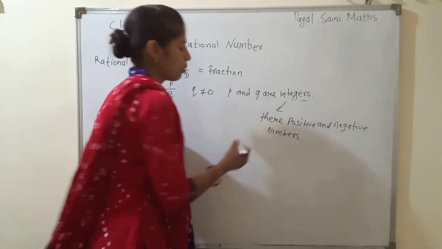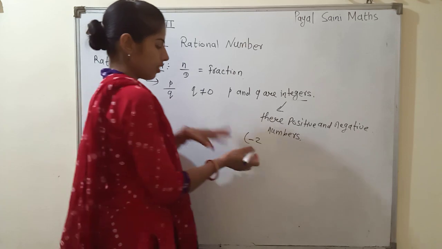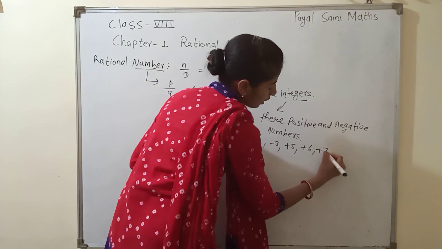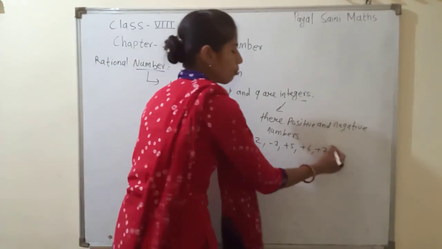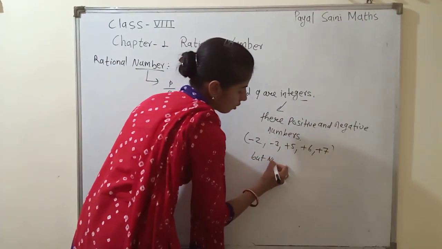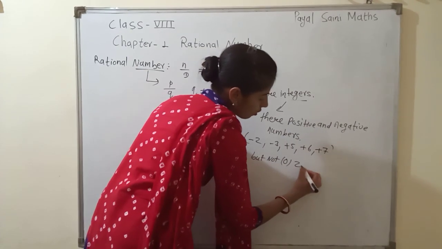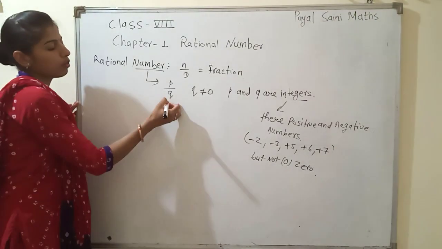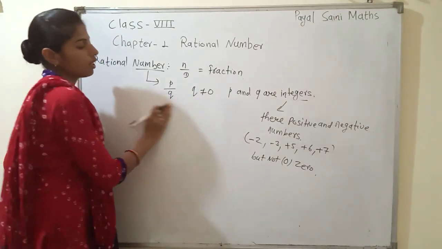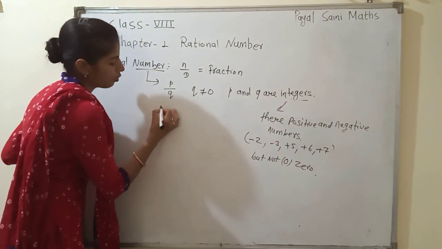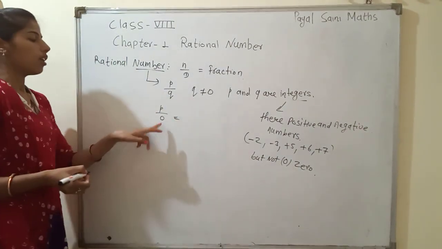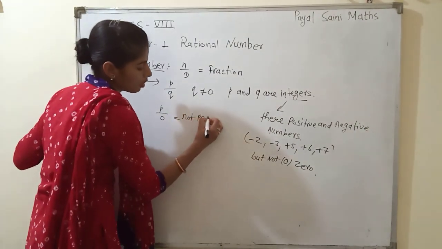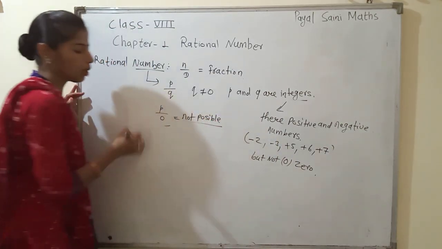For example, -2 is included in integers, and -3, plus 5, plus 6, plus 7. All are positive and negative numbers, but not 0. It means 0 is not an integer. And in p by q, q is not equal to 0. If I write q equal to 0, p by 0, it means the number is divided by 0. It is not possible.